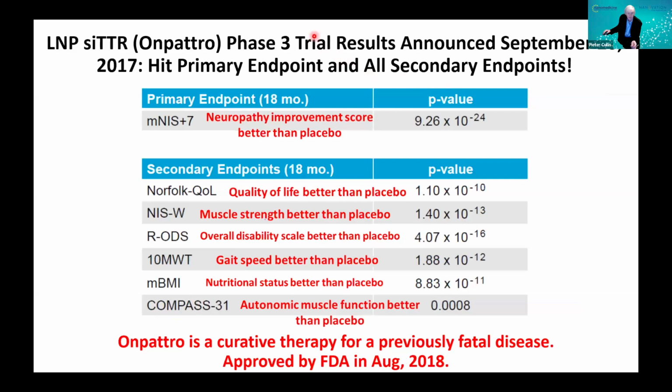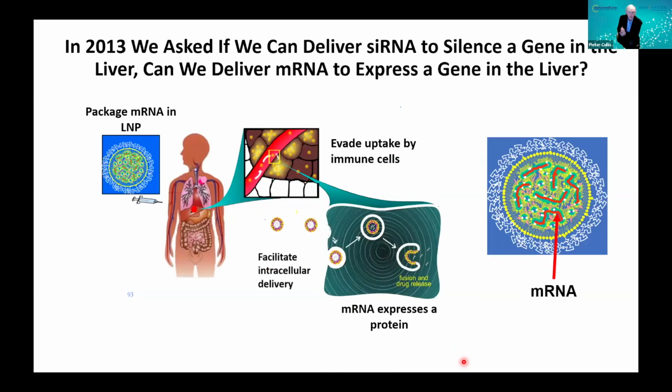This led to a phase 3 trial that was monumentally successful. The results were announced in 2017. Improvement in the neural impairment score was the primary endpoint. This is a p-value that's 1 over Avogadro's number. There's absolutely no doubt this drug works. And similarly for other secondary endpoints. So a curative therapy for what was a previously fatal disease, approved by the FDA in 2018. And so I thought this was about as good as it would ever get in my career in terms of being part of an effort that led to a result such as that.